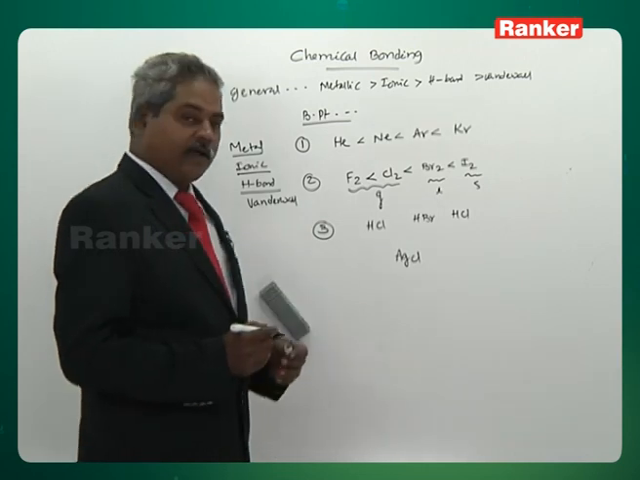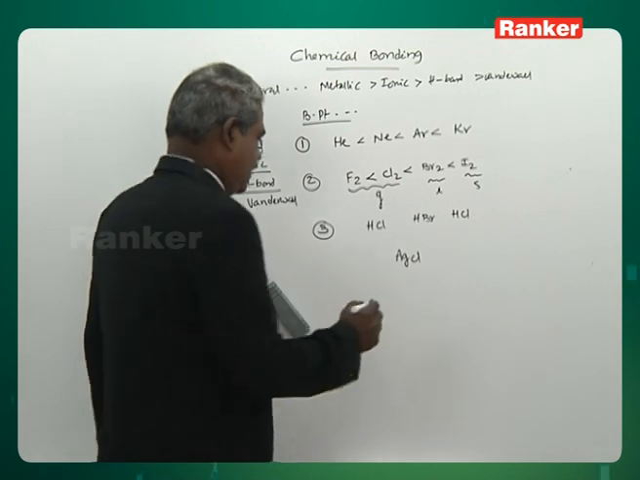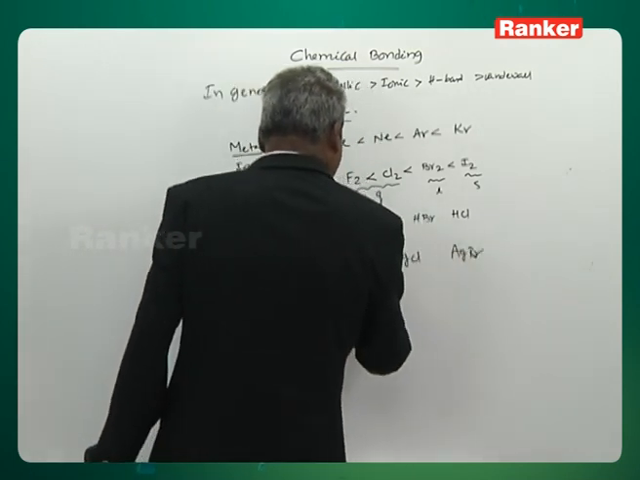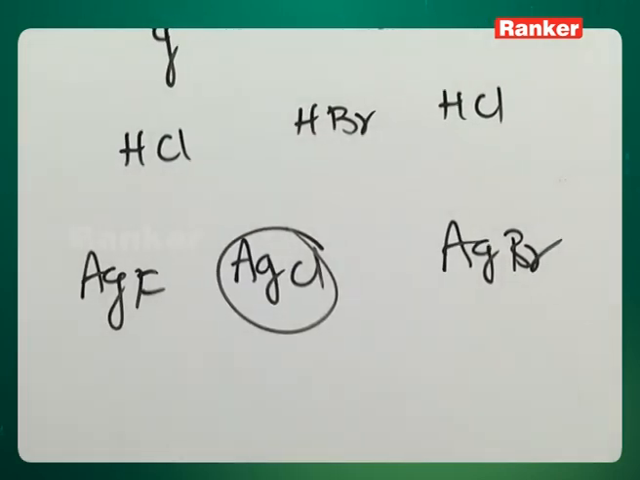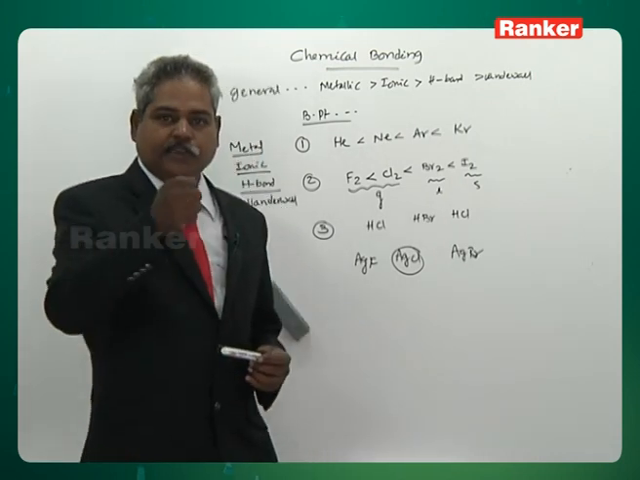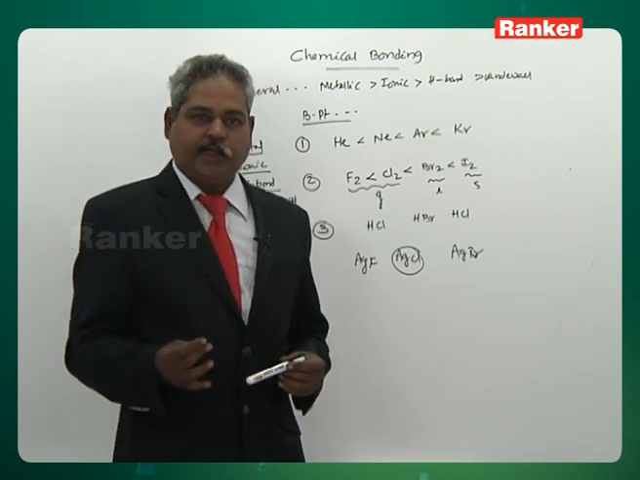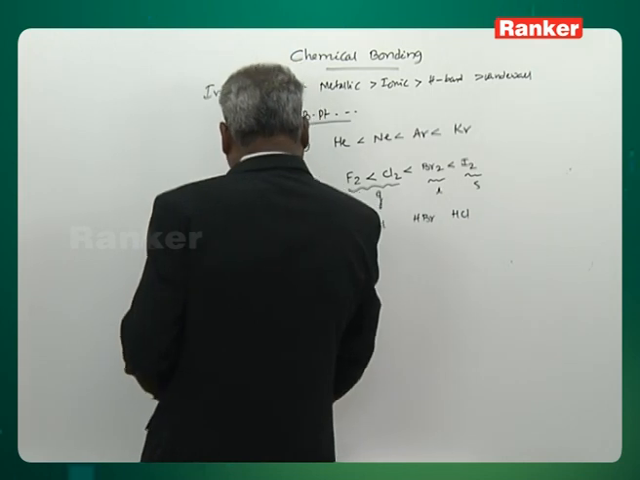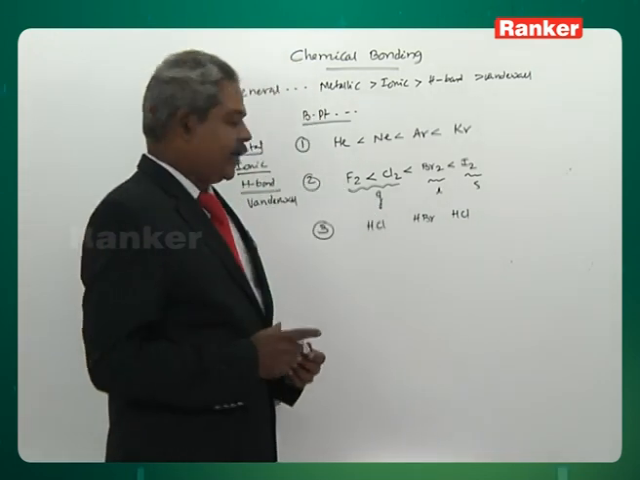I can only compare. I can only say that AgCl is more ionic than AgBr and less ionic than AgF, but I strictly can't brand it as an ionic compound. Okay? When it comes to ionic, you can't strictly brand somebody as an ionic compound. You can call somebody more ionic, somebody less ionic, but no one can be branded like that. But covalent compounds, definitely they can be branded. No metal, no ionic, it's a covalent.